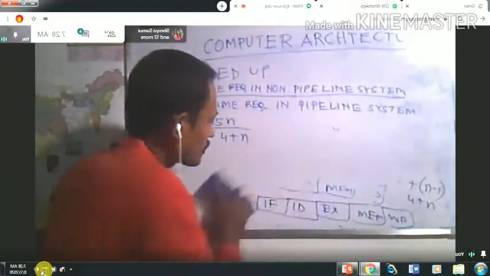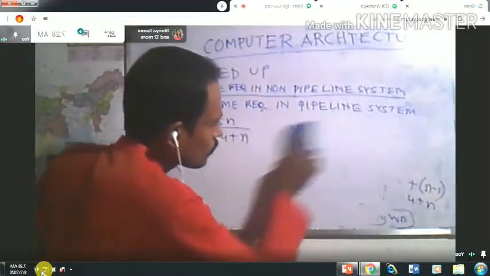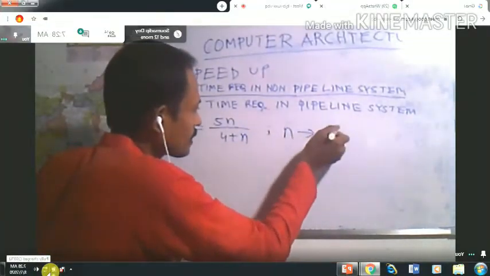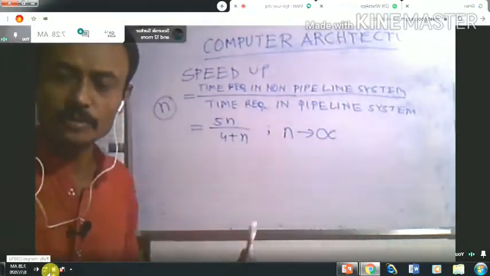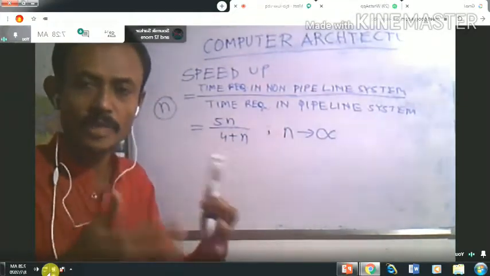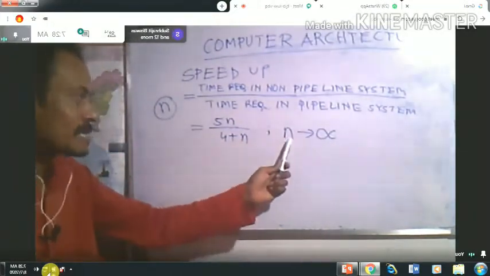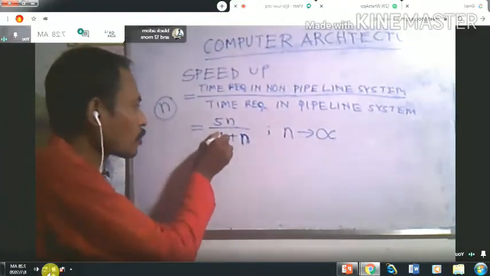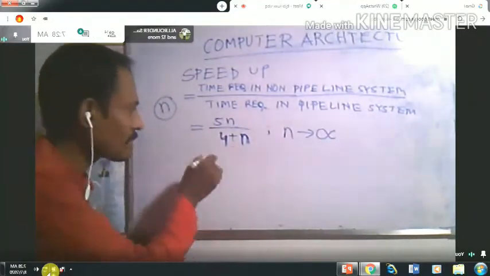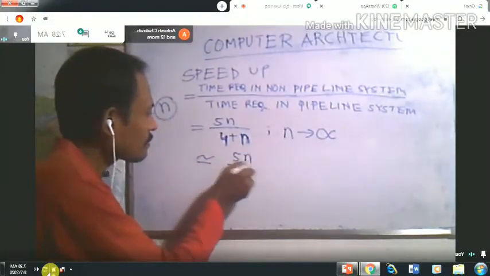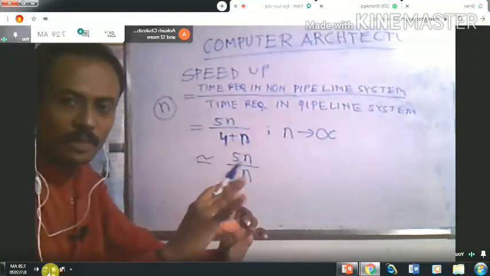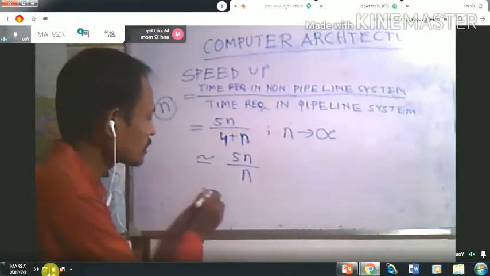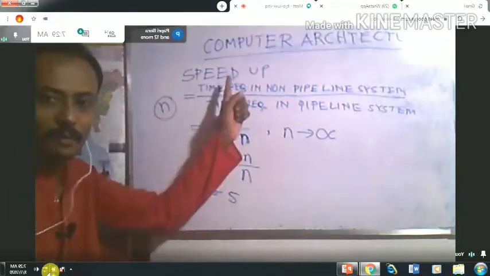Now consider one thing. Suppose you are executing a huge number of instructions, suppose your n is very high. That means your CPU is executing billions or millions of instructions, so obviously n will be a very large number. If n is very large, then 4 will be negligible. So we can write it as 5n by n, because 4 plus n and n will be almost equal if n is very large, and we can neglect 4. So the speed up will be 5.